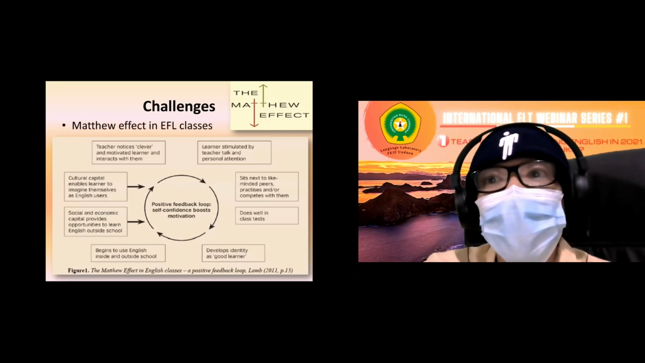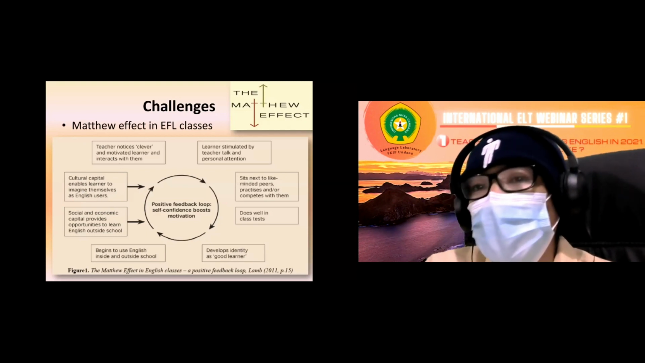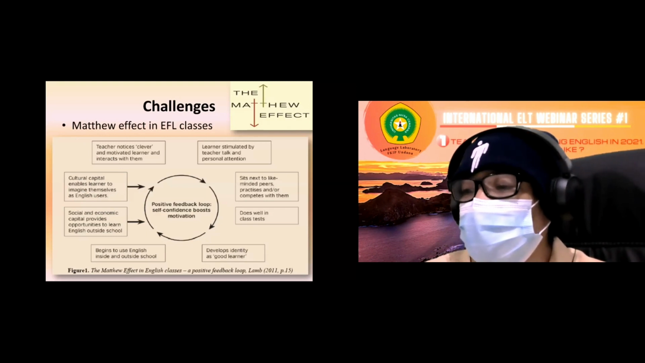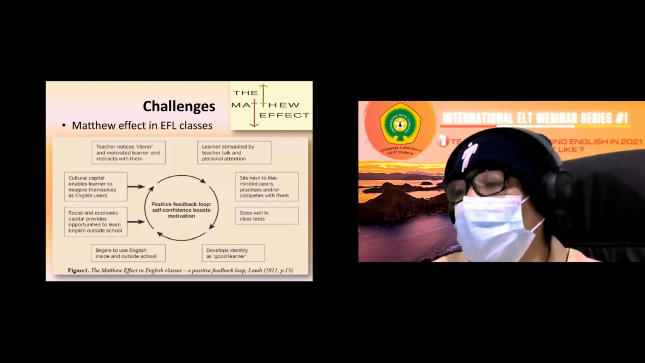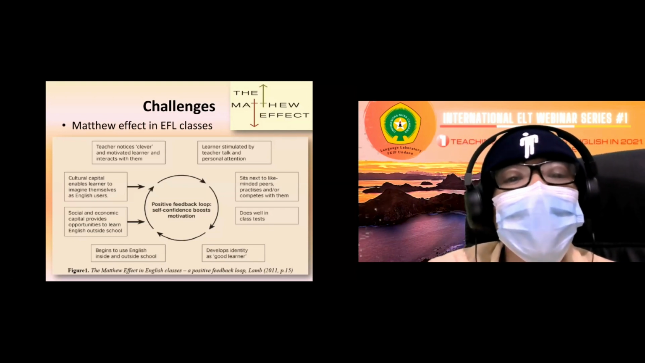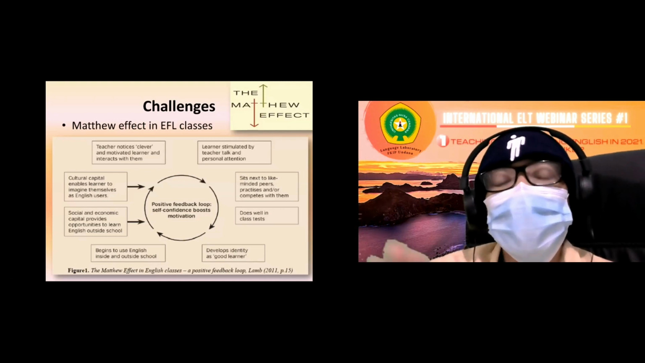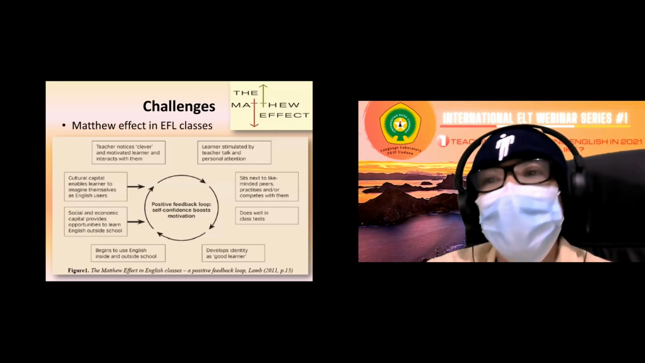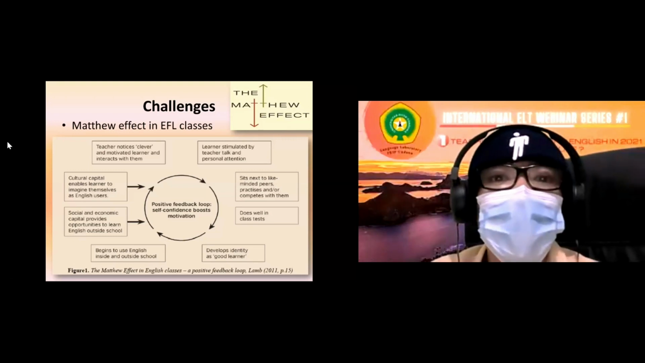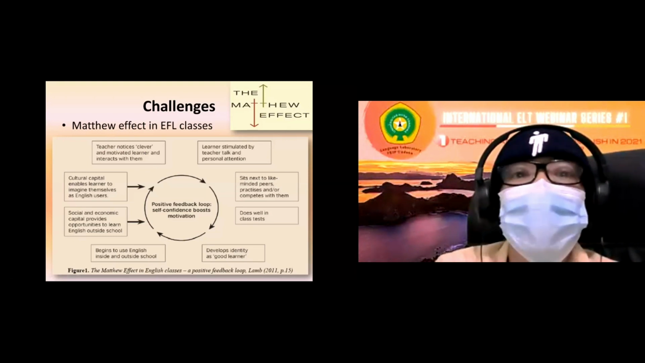So this is a good one for your students. And then the second one is social and economic capital. When we're talking about social and economic capital, we're talking about economic resources, monetary resources, something like that. So social and economic capital provides opportunities to learn English outside school. So your students are able to afford to go to an English course, for example, or to have any other extra classes outside school. So this is the way it goes if you want to look at the Matthew effect.